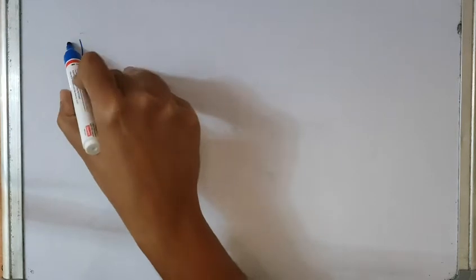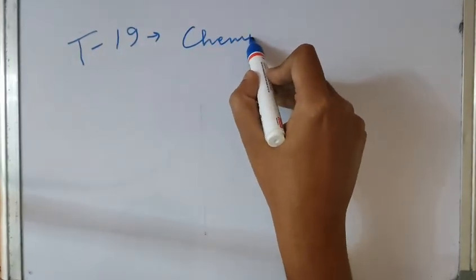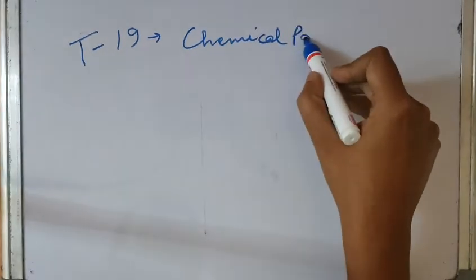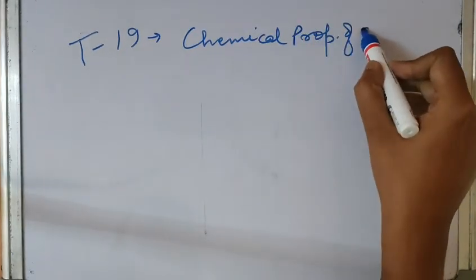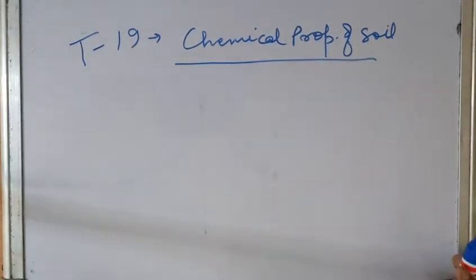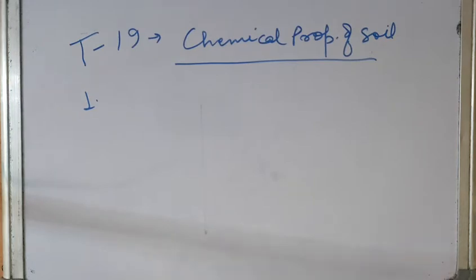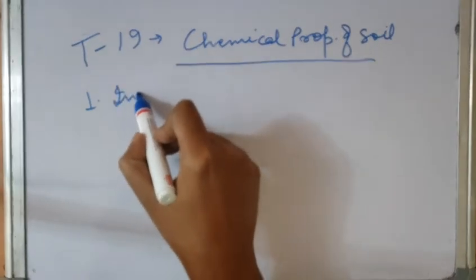In the previous lecture we discussed the physical properties of soil. Today we are going to discuss topic 19, that is, the chemical properties of soil. In the next lecture we will do the biological properties of soil. First of all, the first chemical property is inorganic matter of soil.